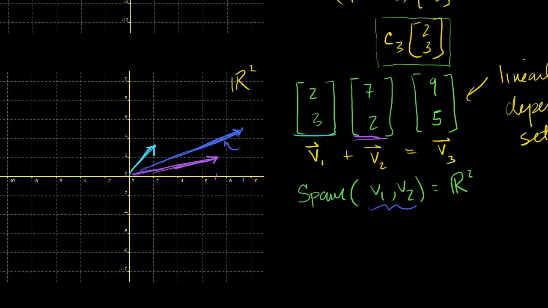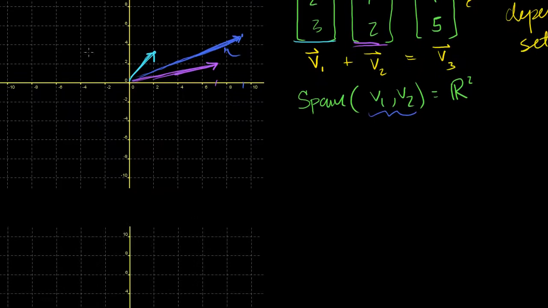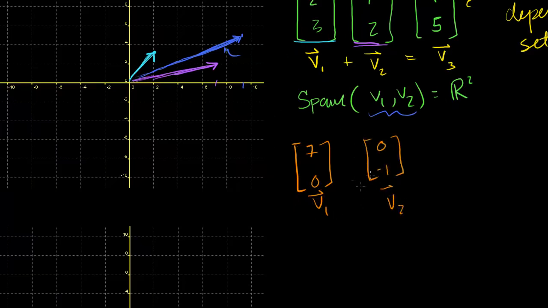Let me do another example. Let's say I have the vectors. Let me do a new color. Let's say I have the vector, and this will be a little bit obvious, 7, 0. So that's my v1. And then I have my second vector, which is 0, minus 1. That's v2. Now, is this set linearly independent? Well, can I represent either of these as a combination of the other?